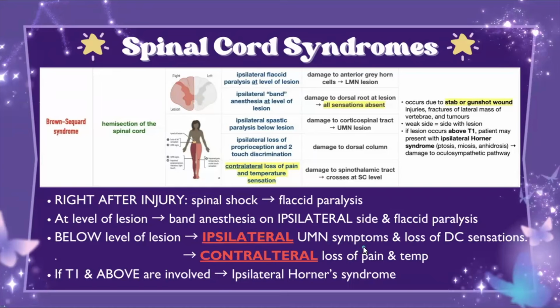Another thing that is very important to note before we move on is that if the T1 level and above are involved, you would have ipsilateral Horner's syndrome. Again, ipsilateral. So everything is ipsilateral except for the loss of pain and temperature that is contralateral. What is Horner syndrome? Horner syndrome is anhidrosis, ptosis, and miosis. Anhidrosis, loss of sweating. Ptosis is drooping of the eyelids, and miosis, constriction of the pupils. So this is everything that you need to know.